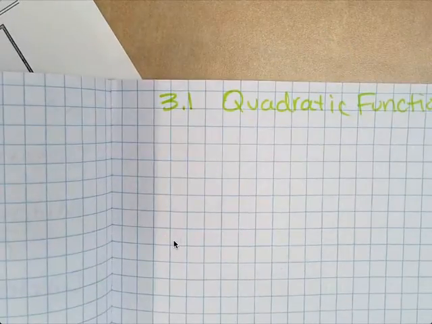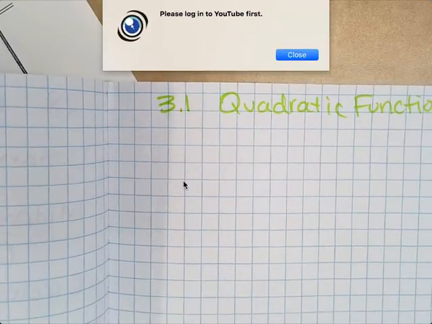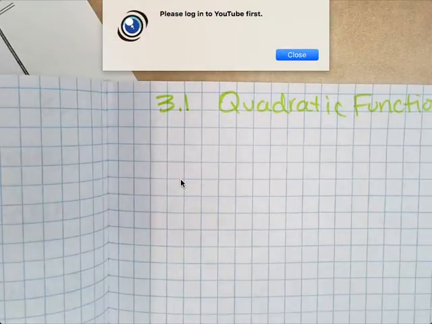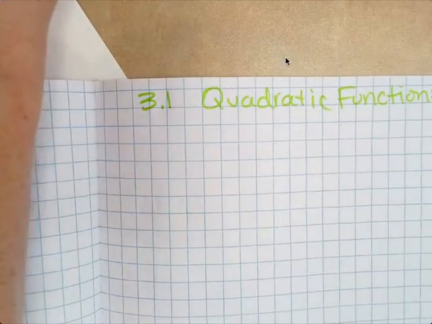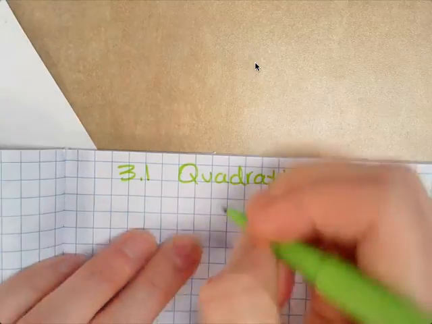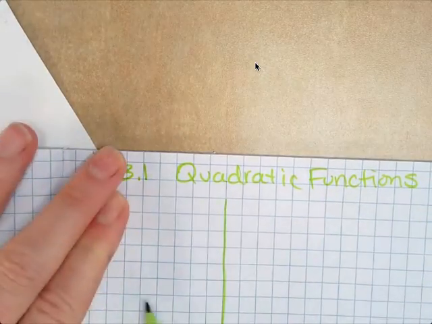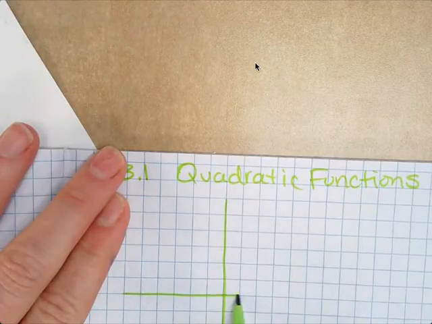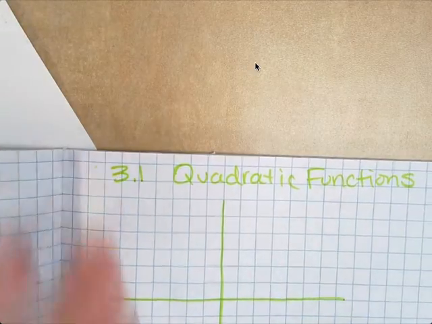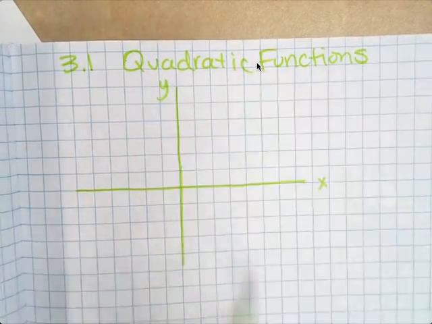Okay, we are going to cover 3.1, talking about quadratic functions. This is something that you've covered for a while now in algebra 1 and algebra 2. So let's draw an x and a y axis. So x and y.